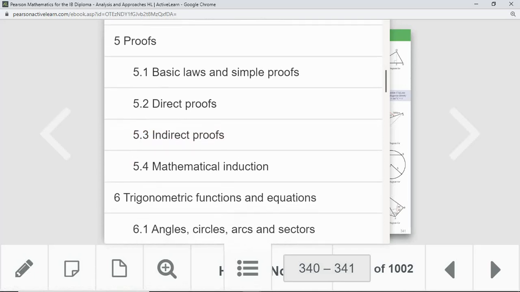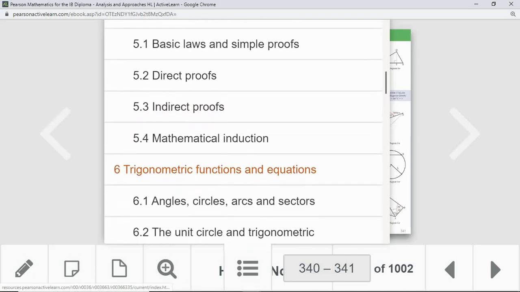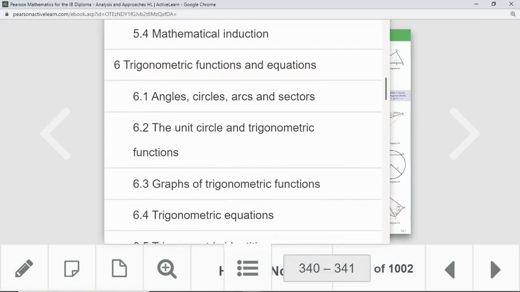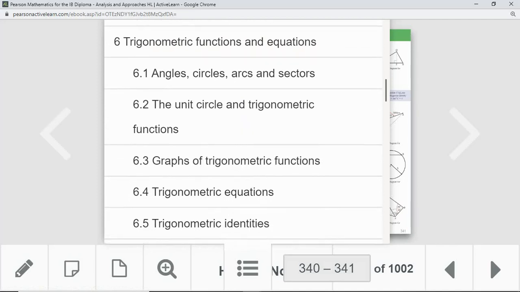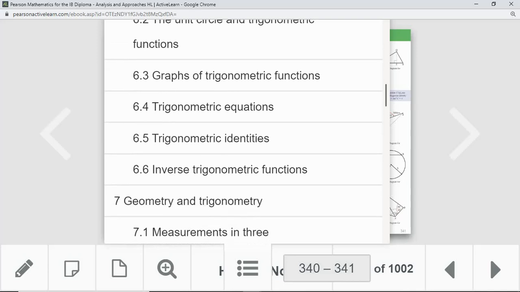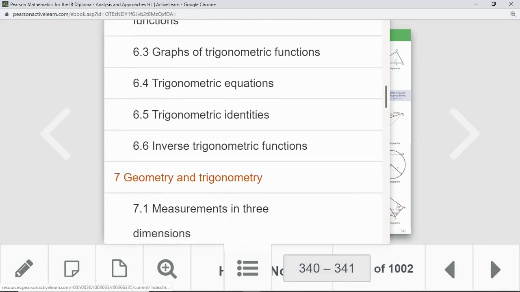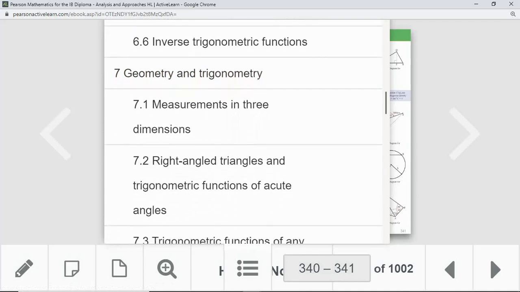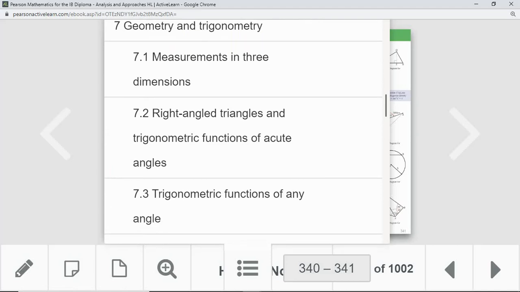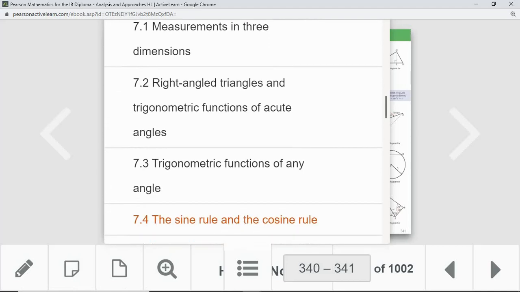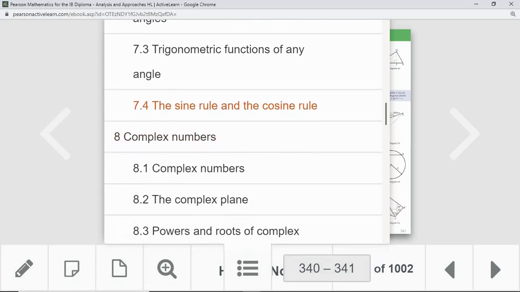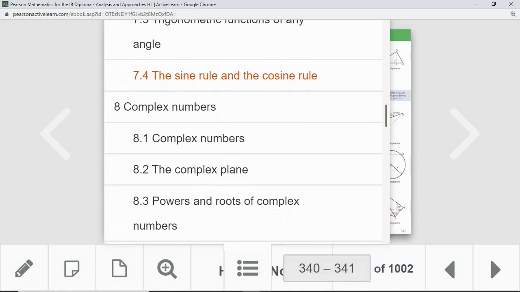Mathematical induction. We've also done trigonometric functions and equations: angles, circles, the unit circle, graphs of trigonometric functions, trigonometric equations, identities, and inverse trigonometric functions. From geometry and trigonometry: measurements in 3 dimensions, right-angled triangles, trigonometric functions of acute angles, trigonometric functions of any angle, the sine and cosine rule. We also covered complex numbers, the complex plane, powers and roots of complex numbers.